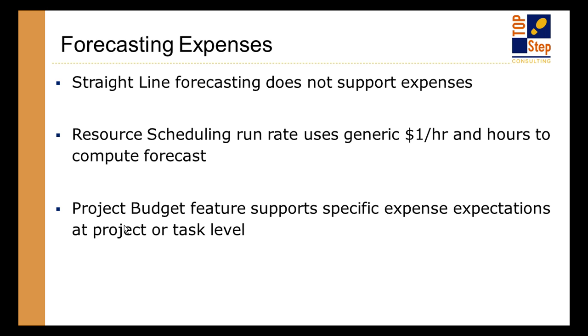Straight line forecasting ignores all of that because it just takes the budget and spreads it between start date and end date, so you don't really have specifically an expense approach. The resource scheduling would be basically the same thing as if you used the generic and did the scheduling of the $1 an hour. But the project budget feature is the one that actually can do forecasting of expenses, because that's where you type in, I expect to burn this much in airfare these 3 months, this much in lodging these 3 months. So you actually put in a plan which you could essentially use as your forecast of expenses. That's the only feature that really can support expense forecasting.